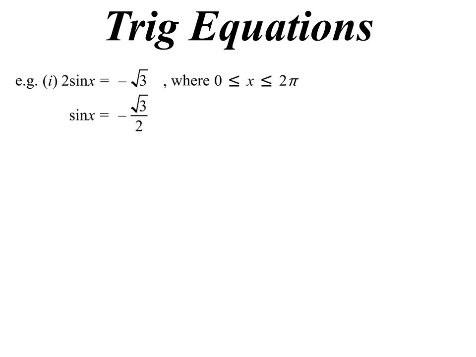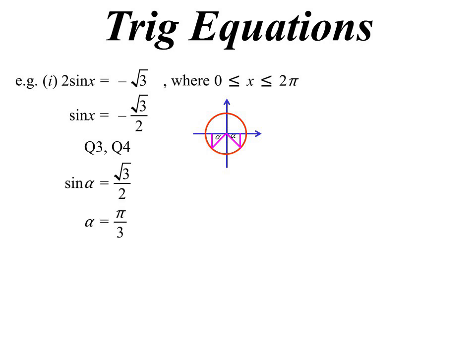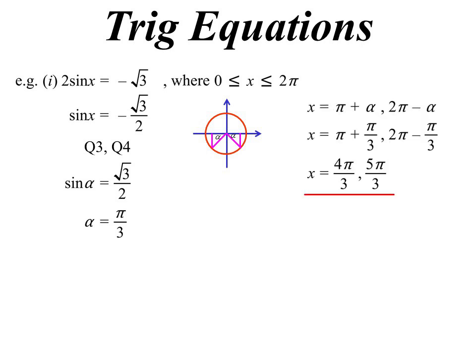Divide both sides by 2. We've got the third and fourth quadrant because sine is negative. Our exact value would be 60 degrees. But now that we're dealing in radians, that's pi on 3. Then the third quadrant becomes pi plus the acute angle, and the fourth is 2 pi minus, instead of 180 and 360. And we have our answers: 4 pi on 3, 5 pi on 3.